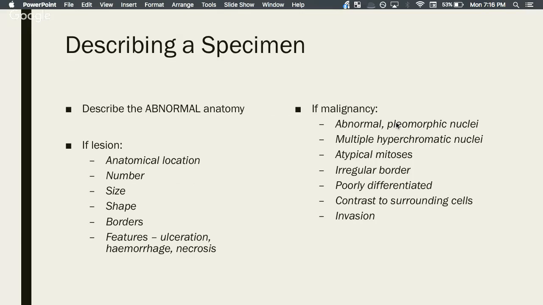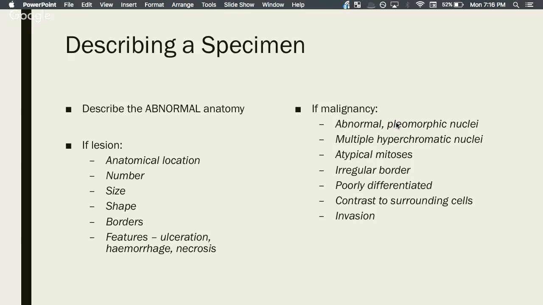Talk about, if it's a lesion, the anatomical location, the number of it. So if there are multiple lesions or it's a single lesion, the size, shape. So is it symmetrical? Is it asymmetrical? Borders, infiltrating, is it encapsulated? Features, so ulceration, hemorrhage, necrosis. By this point, you should have an idea about what the disease mechanism behind it is.